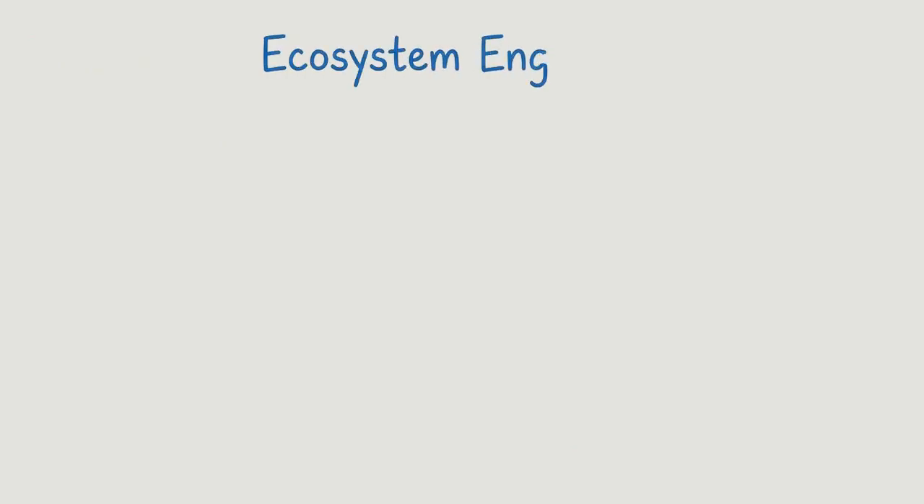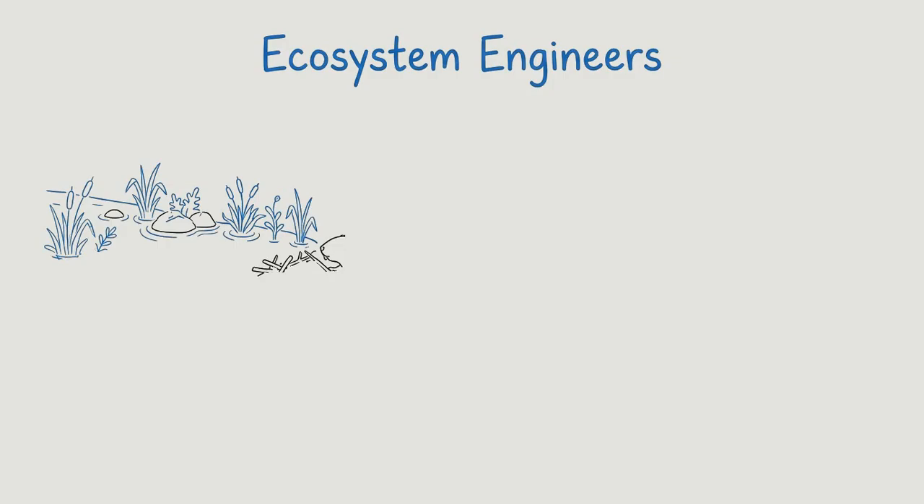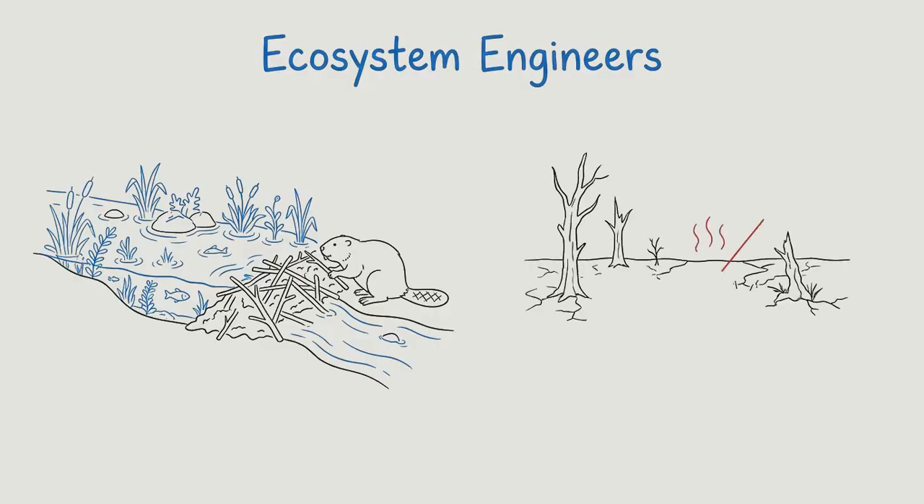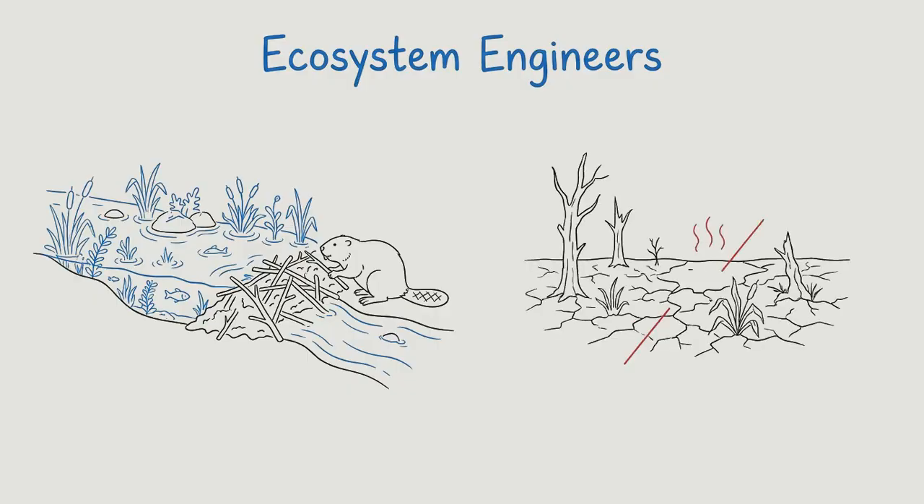Other keystone species act as ecosystem engineers. Beavers build dams that create wetlands. Those wetlands provide habitat for fish, amphibians, insects, birds, and plants. Remove beavers, and the wetlands disappear, along with many species that depend on them.